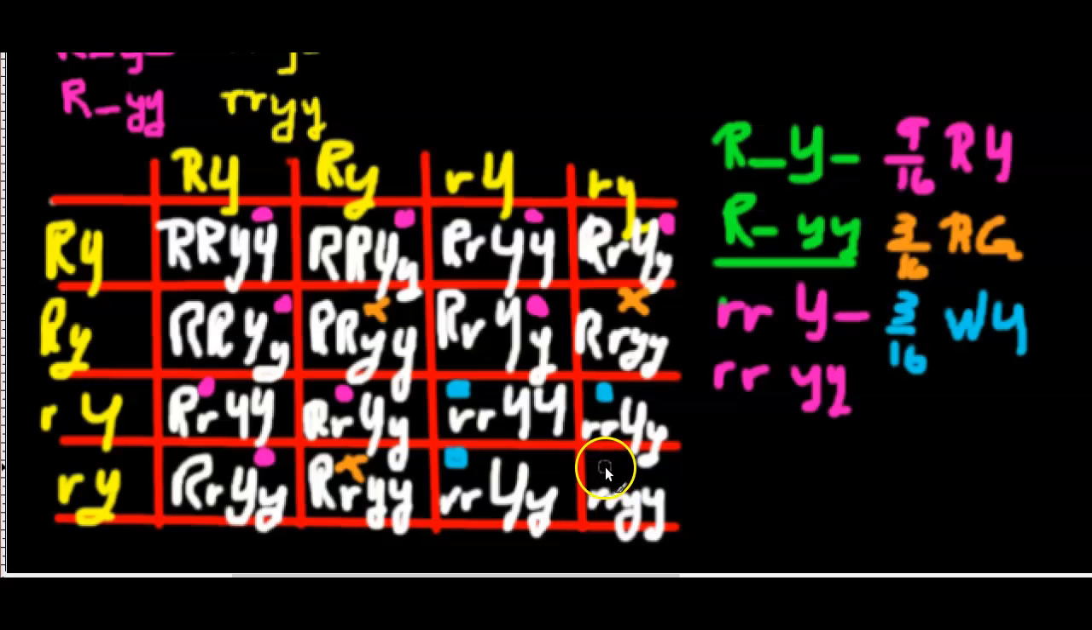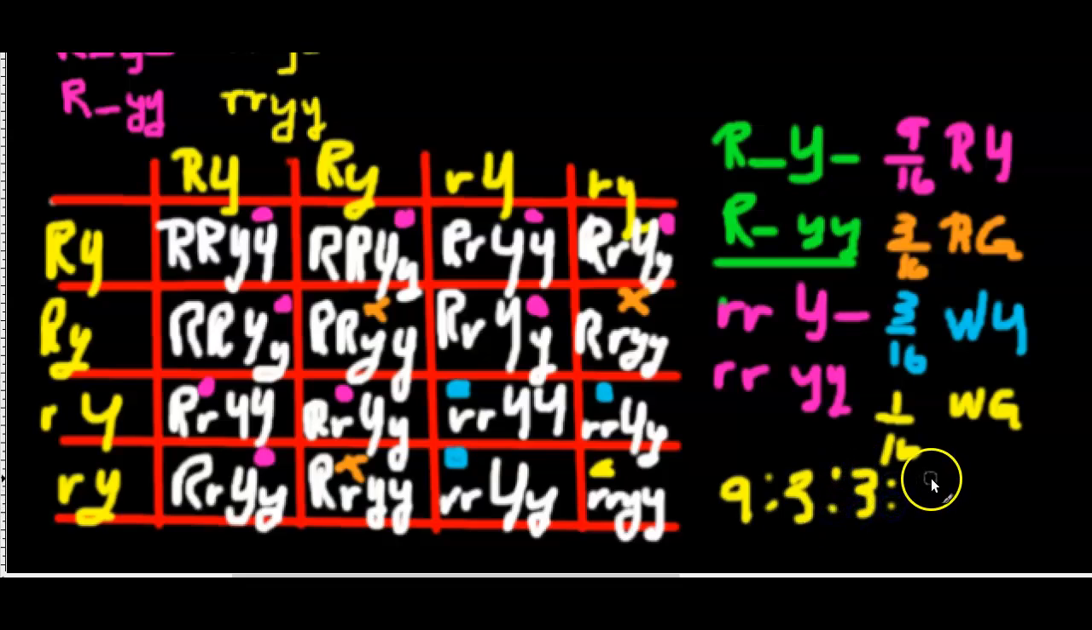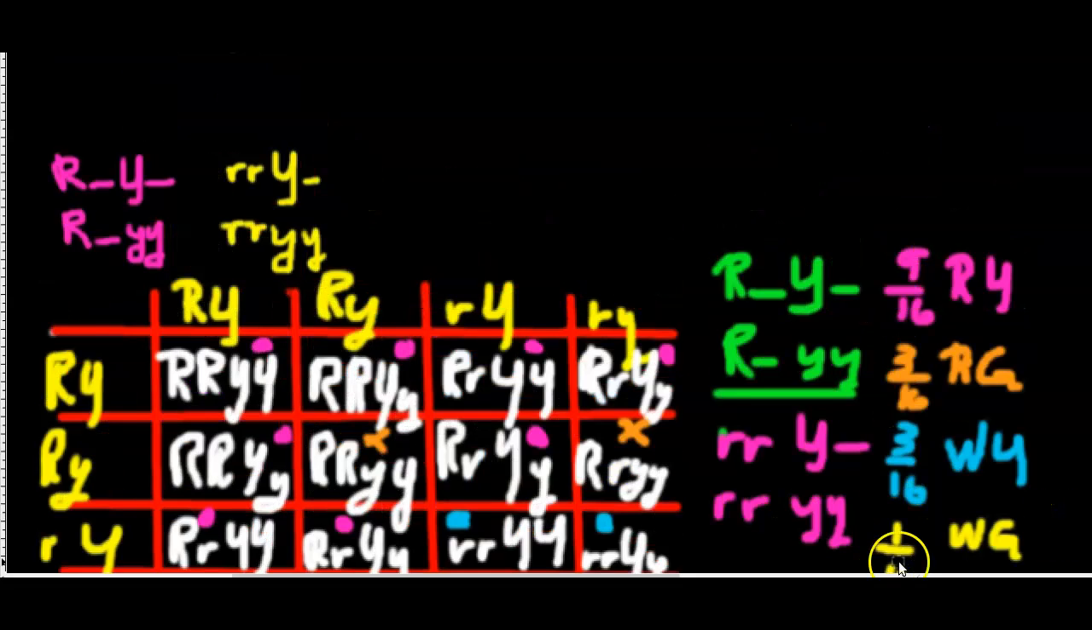And then look right here, a little triangle. We only have one of those. So 1 out of 16 are going to have both recessive traits. They are going to be wrinkled and green. So a ratio, they all have the same denominator, so it will be 9 to 3 to 3 to 1 ratio when both parents are heterozygous for both traits.